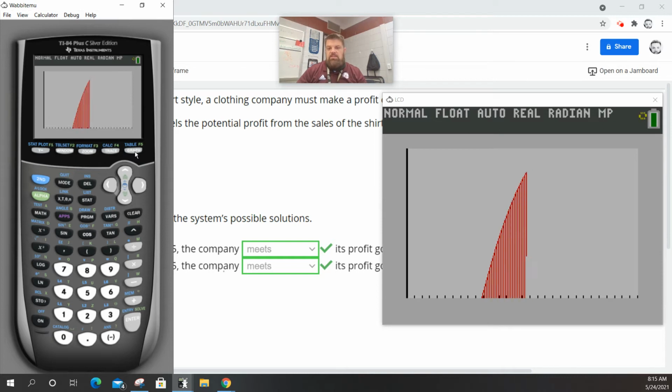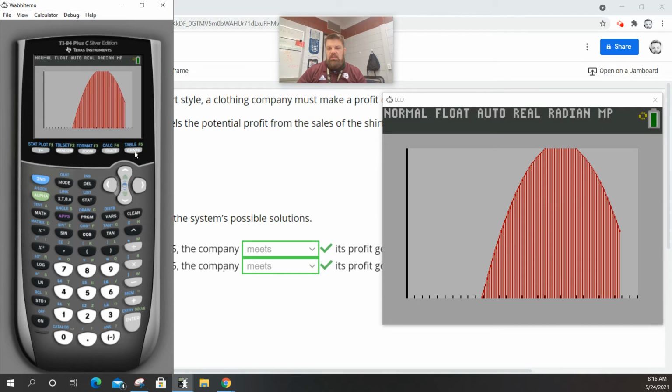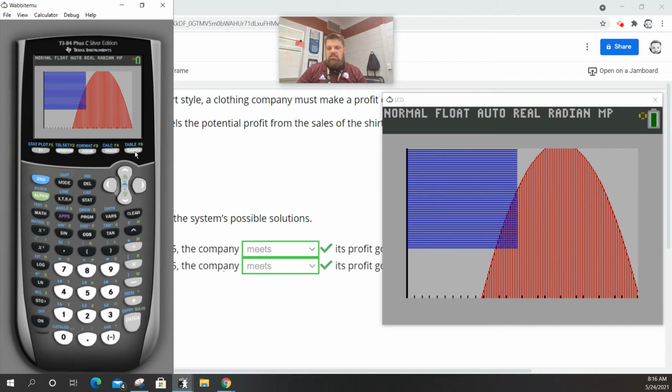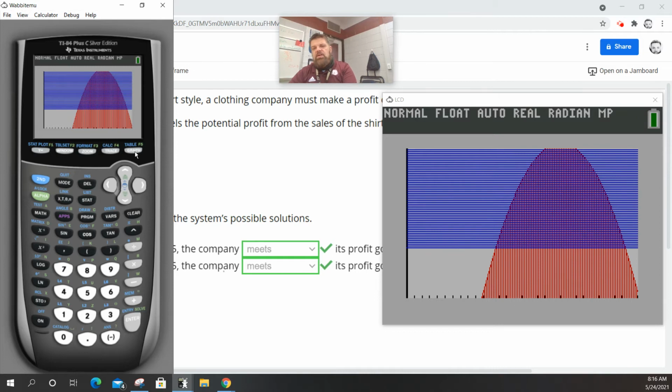So you have this function that kind of looks like this, and then the minimum of $5,000 for the profit. So our solutions have to live in the shaded region where they overlap. So what I need to do now is figure out on this red line.